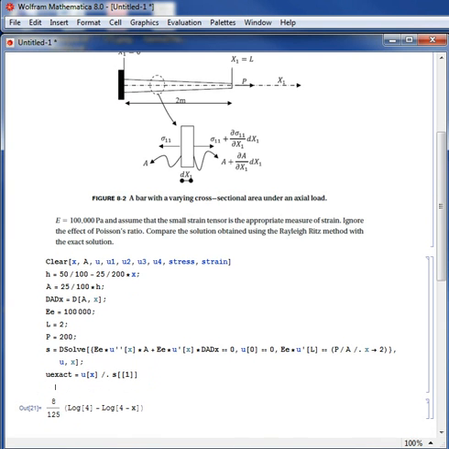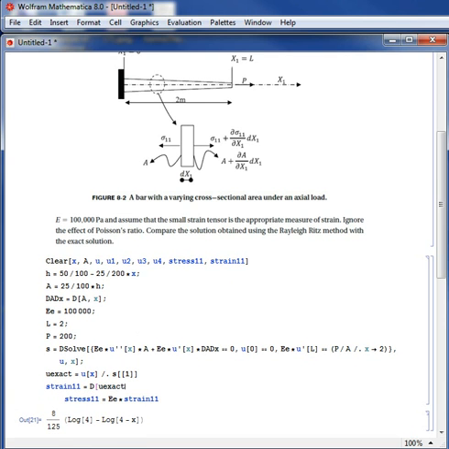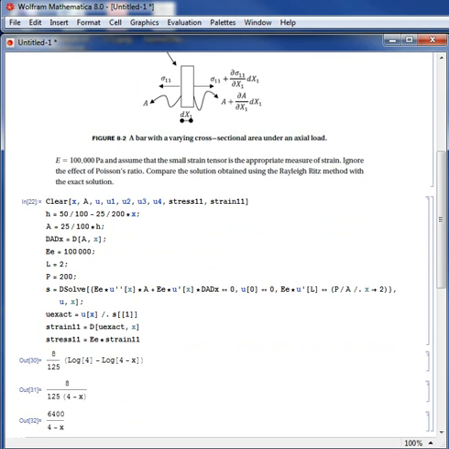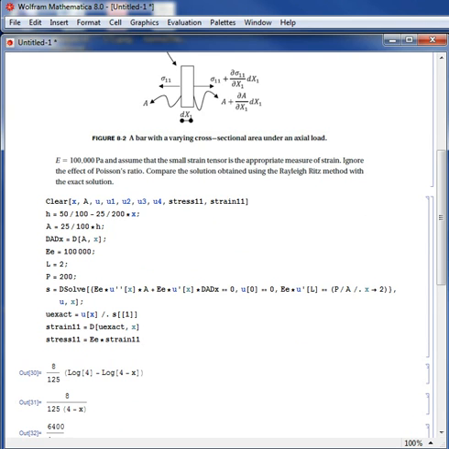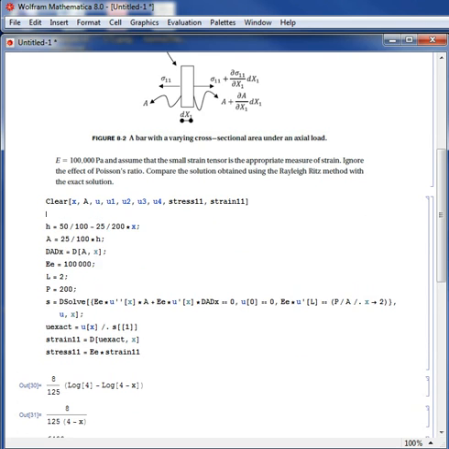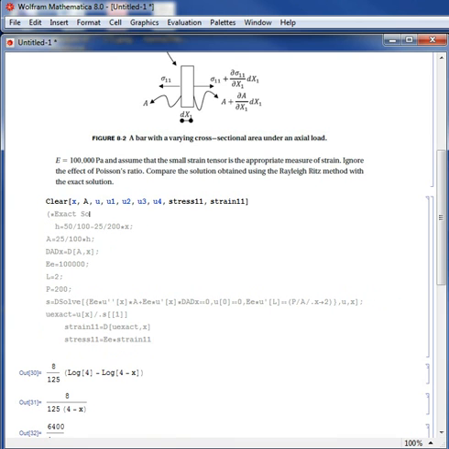And I can find the stress inside the bar. The stress 1 1 is equal to Young's modulus multiplied by the strain 1 1. So this is stress 1 1, strain 1 1. Stress 1 1 is equal to E multiplied by the strain 1 1, and the strain 1 1 is equal to the derivative of u exact with respect to x. So this is the strain and this is the stress. So with this procedure, we found the exact solution.